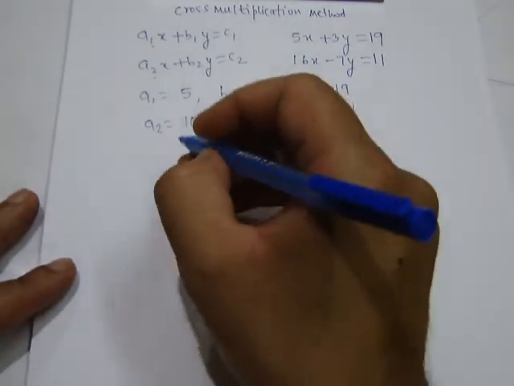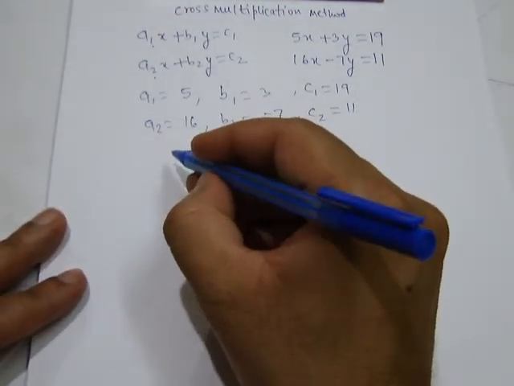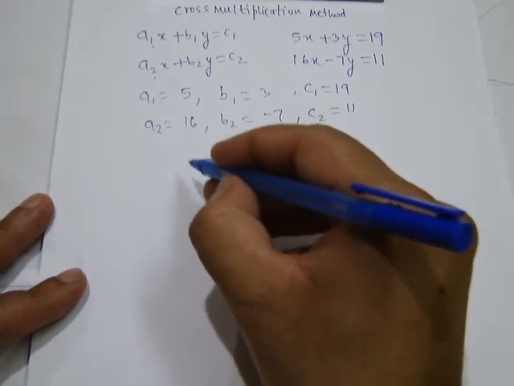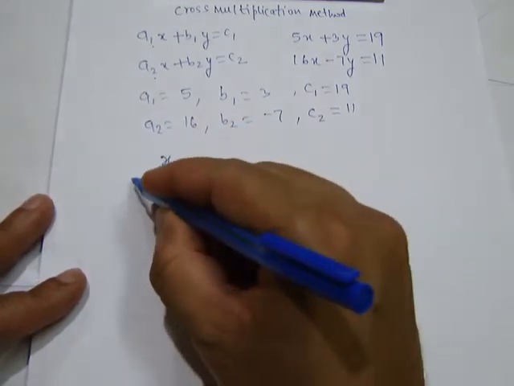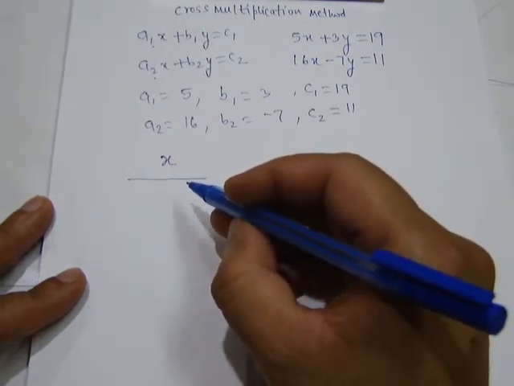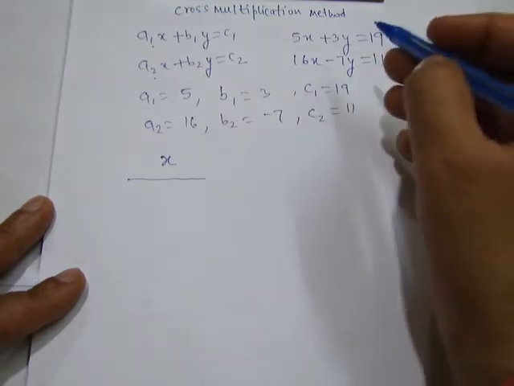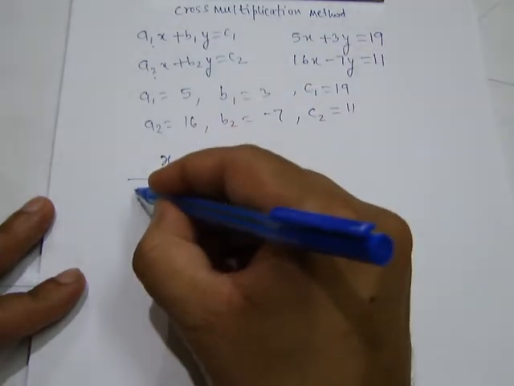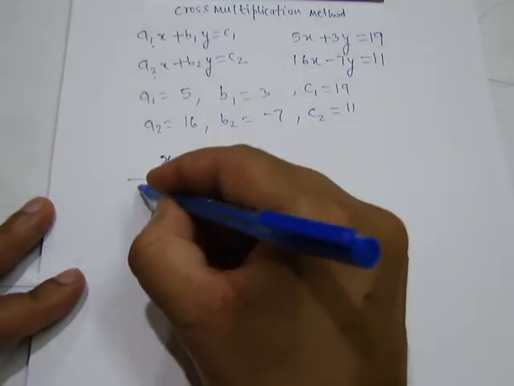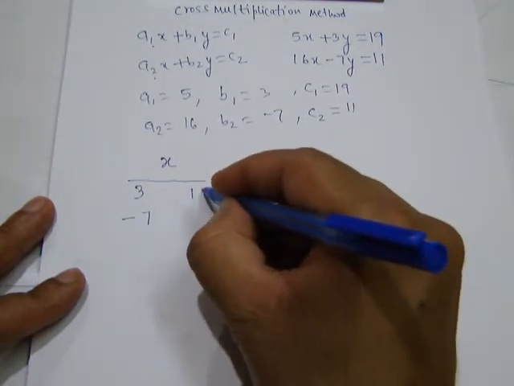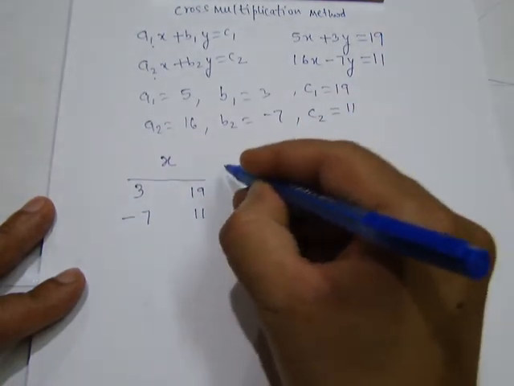Now first of all, we have to solve by the cross multiplication method. So we will do it in the following way. First of all, we write x. Now in the denominator of x we leave the column containing x, so we write the coefficient of y and the constant. So the coefficient of y is 3 and -7, and of the constant 19 and 11.